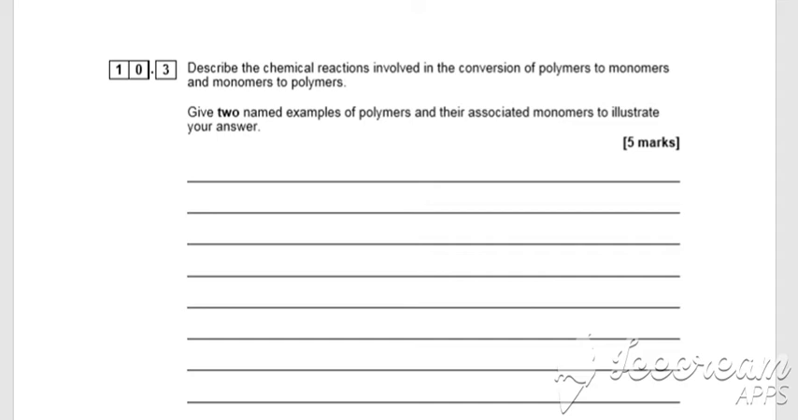So the final question on the paper was to describe the chemical reactions involved in the conversion of polymers to monomers and monomers to polymers, and give 2 named examples when you are describing this. So you are describing condensation reactions and hydrolysis reactions, and you are using specific examples.